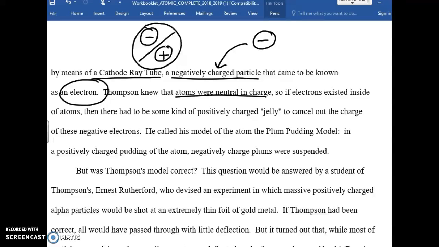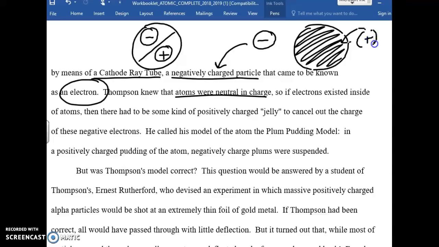Of course, he was able to say more about this. He was able to say the following. This came to be known as the plum pudding model. He said that you had an interior of the atom which was uniformly positive in charge. In this were suspended negatively charged particles that, as we said, came to be known as electrons. Negatively charged particles suspended in a positively charged, what he called a jelly.